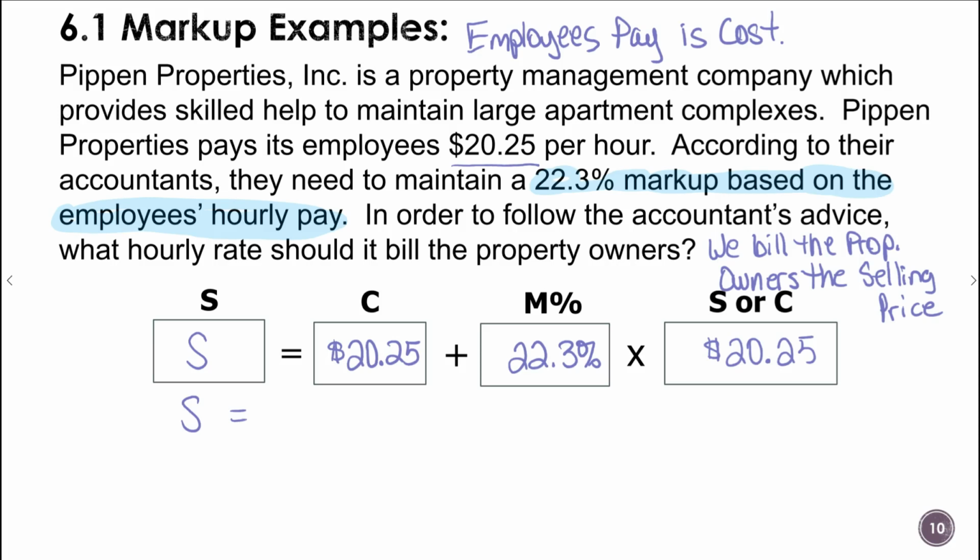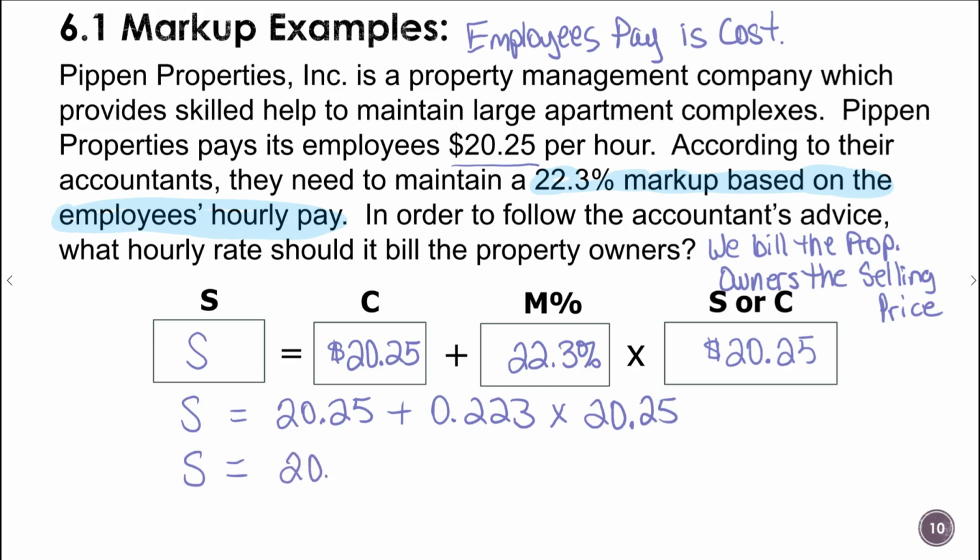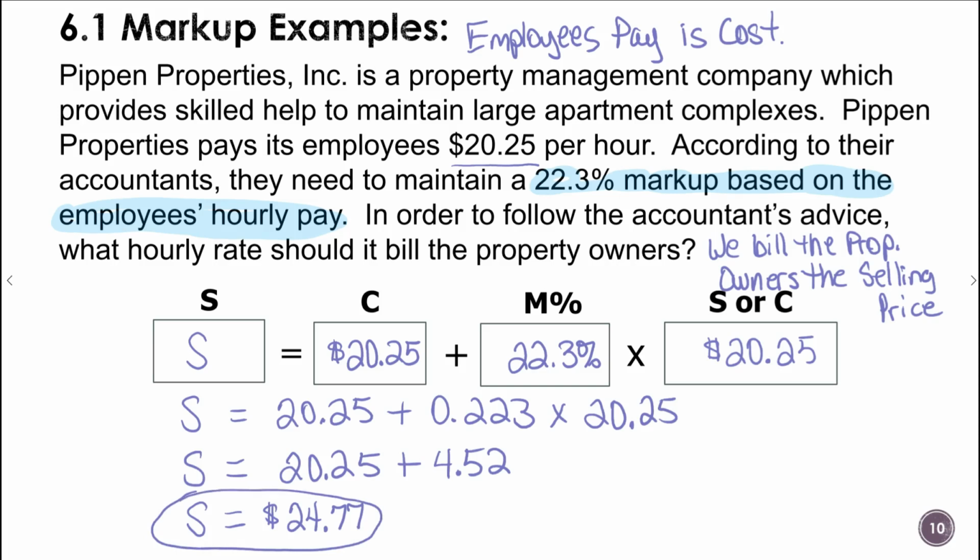When I write out my equation, all right, it's going to be 20.25 plus 0.223 times 20.25. So this is just a calculation question. We're going to add 20.25 to what we get when we multiply the 0.223 times 20.25, which is 4.52. So basically the property management company makes $4.52 per hour of time that the employees work. And that's how they make their money, by doing the management and taking care of these things for the actual owners. All right, so selling price is what they will bill the owners per hour.